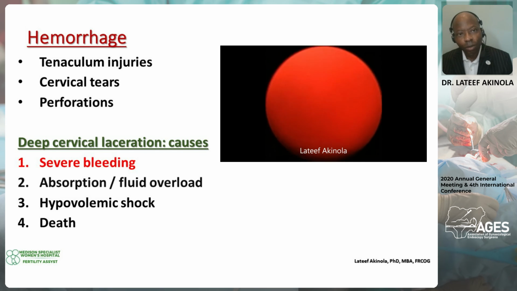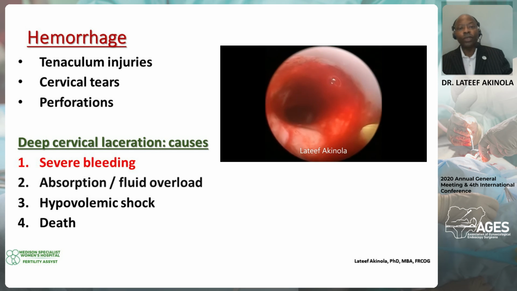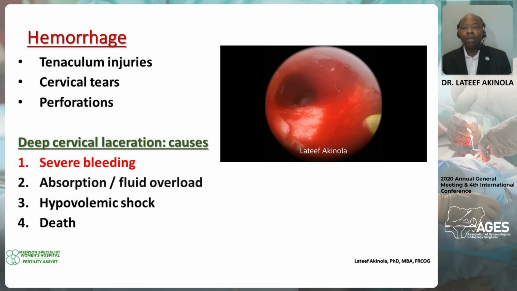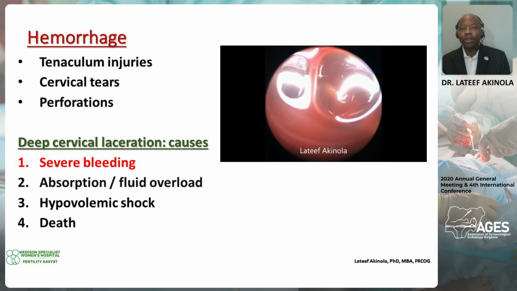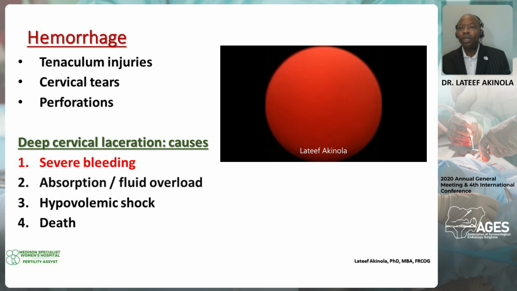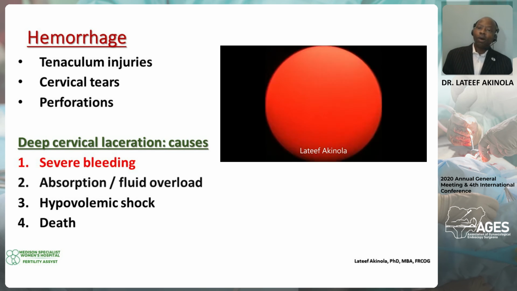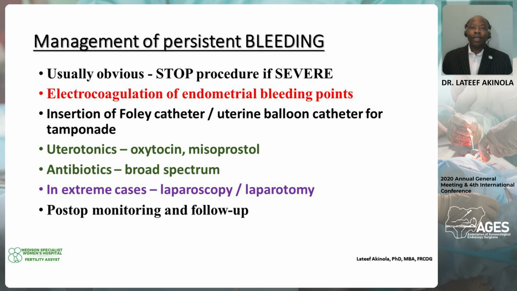One of the complications that is common is hemorrhage, and this can be due to tenaculum injury, cervical tears, or perforations. And when you have deep cervical laceration, as we mentioned earlier, it can cause severe bleeding, absorption of fluid causing fluid overload, hypovolemic shock, rarely death. So this needs to be avoided. And what do you see? Your vision is completely occluded, and you are forced to try and do something to stop the bleeding before you can proceed, because you may not be able to see anything at all. And if you want to proceed, you either cauterize the vessel or you stop the procedure altogether to look after the patient. How do we manage persistent bleeding?